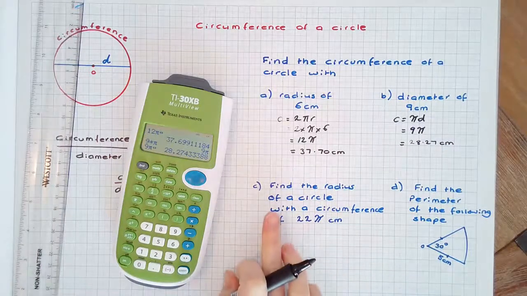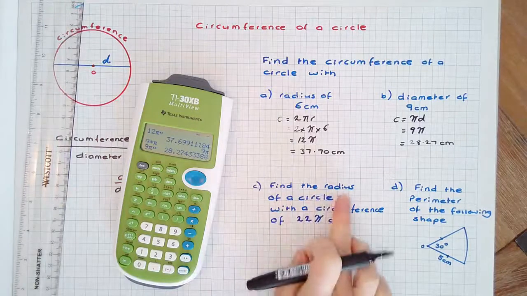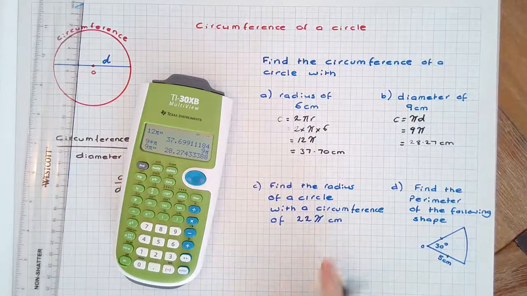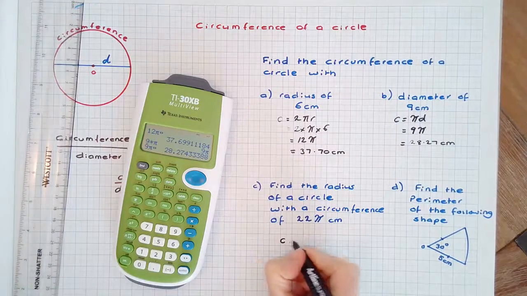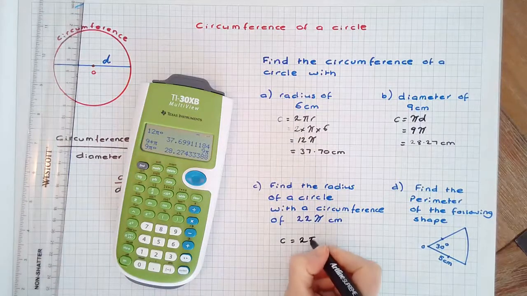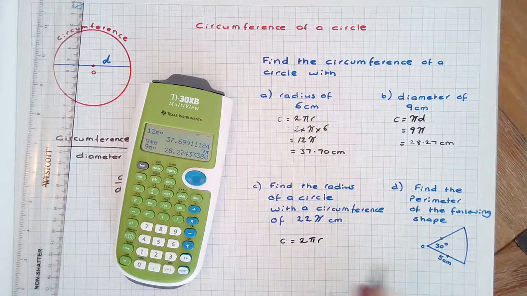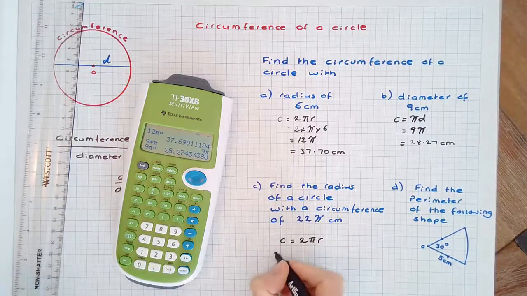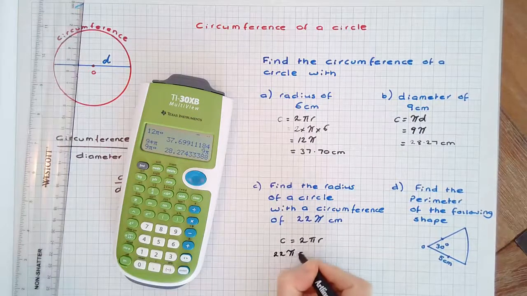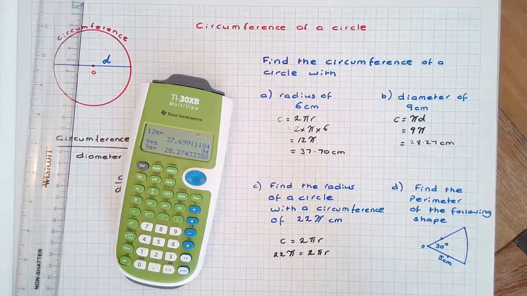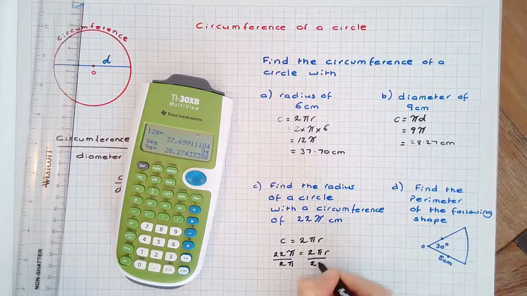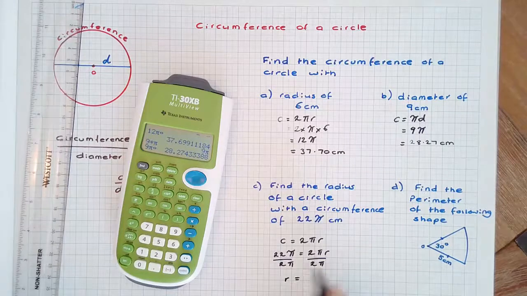What if we're asked to work backwards? Find the radius of a circle with a circumference of 22 pi centimetres. Well, we know that circumference equals 2 times pi times r, and this time it equals 22 pi, equals 2 times pi times r. Dividing both sides by 2 pi, I now get the radius equals 11 centimetres.